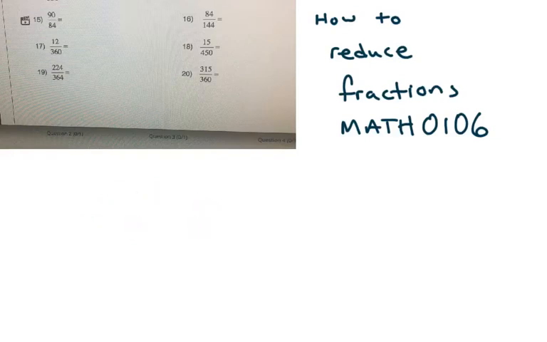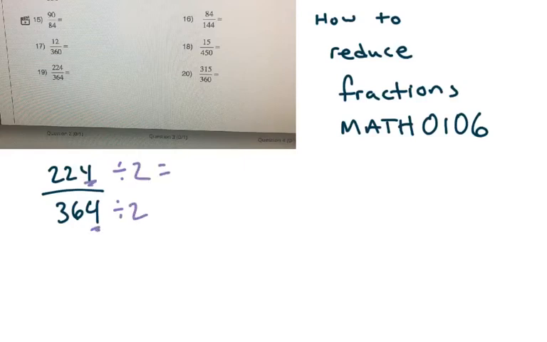And the next one is much more interesting. So 224 divided by 364. This one is a little tougher. These are not very common numbers. But again, like I said, if you struggle, if it's even, divide by 2.